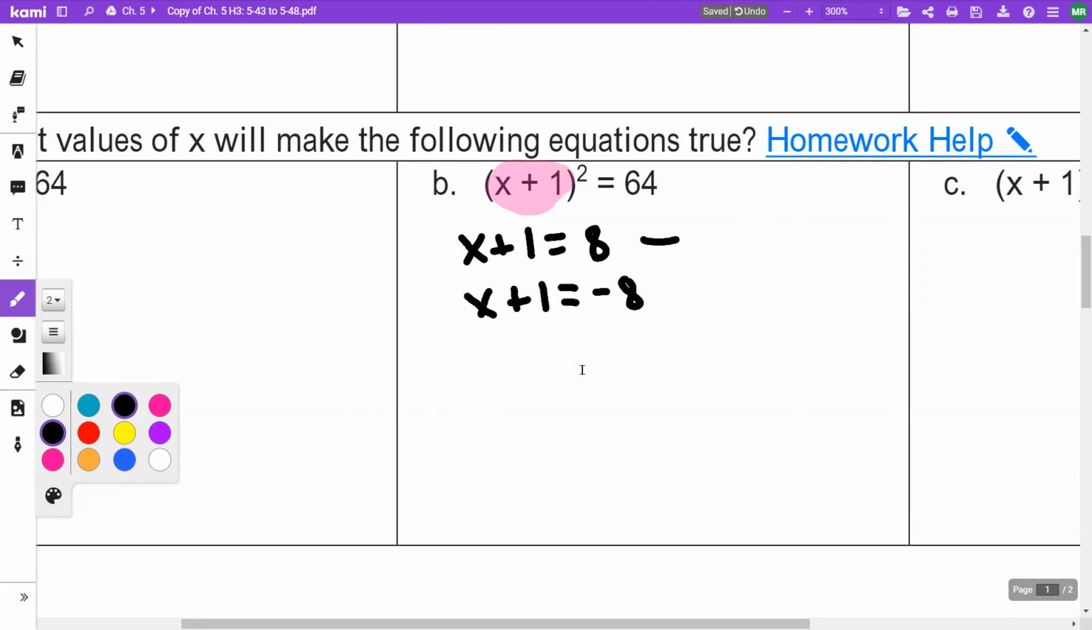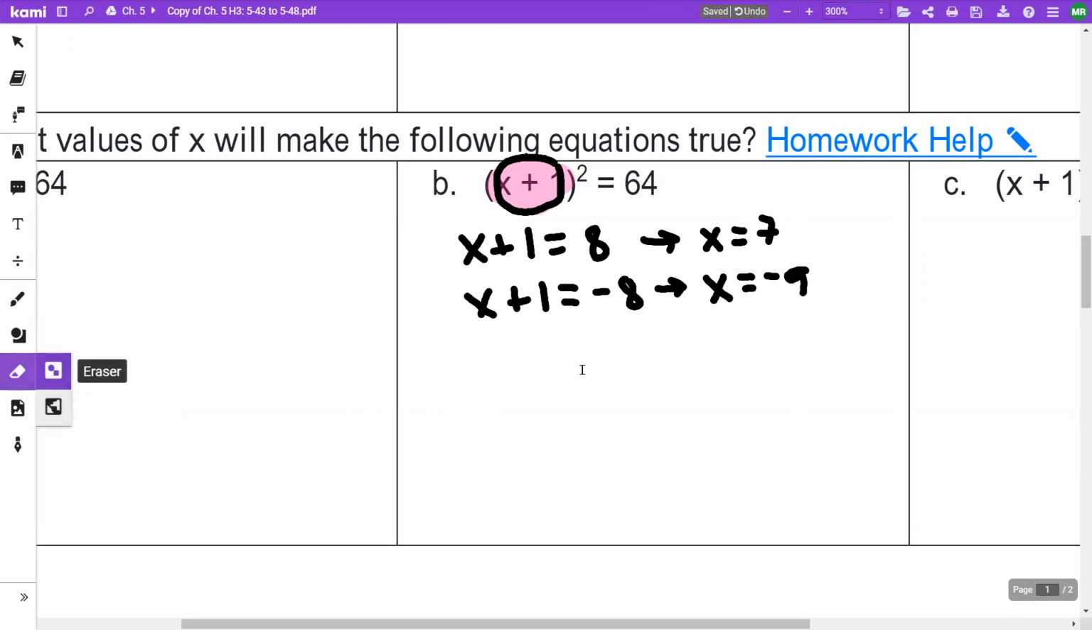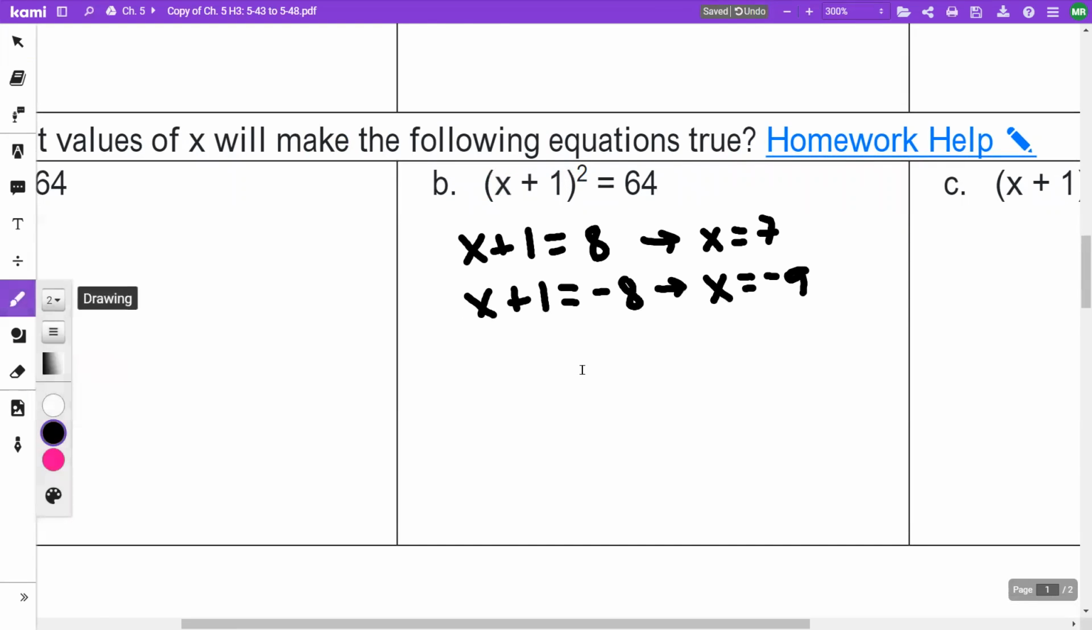And then when you solve it, you're going to get x is equal to 7, and you're going to get x is equal to -9. Another way to think about it, besides looking at this inside and figuring out what that needs to be, is what you can do is take this and not multiply this out, but we want to undo that.